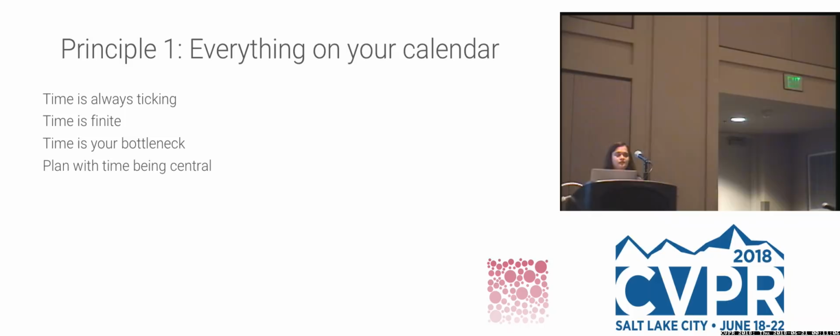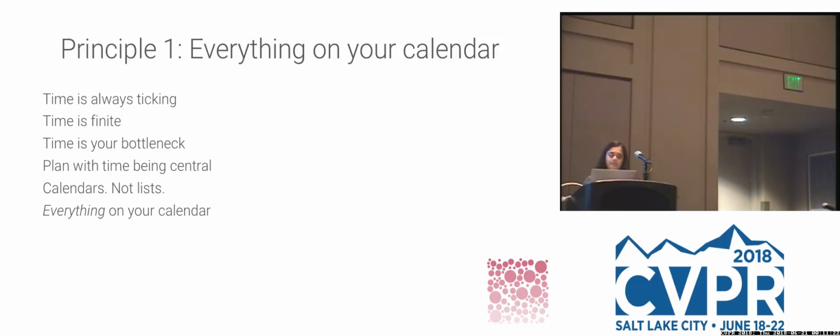I just don't understand how people plan around lists, and we can talk about this maybe more in the panel, but I think the bottleneck is time, and so you have to plan around time, and that's why I use calendars and not lists, because in lists, there's no time element to it.